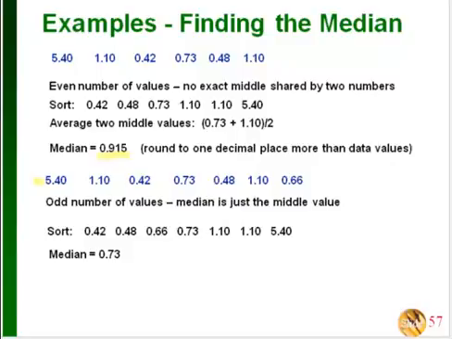Now another list. If we have this list, it has 7 values. That's an odd number, so we can just find the one in the exact middle of the list. Again, the first thing to do is sort the list. The one exactly in the middle is the 0.73, so that would be our median.